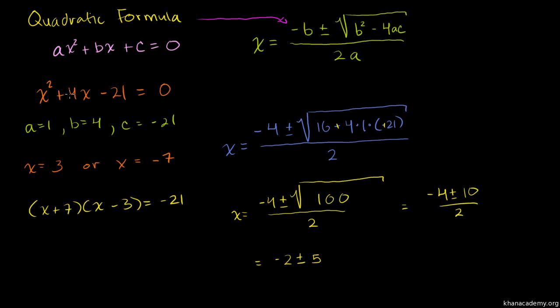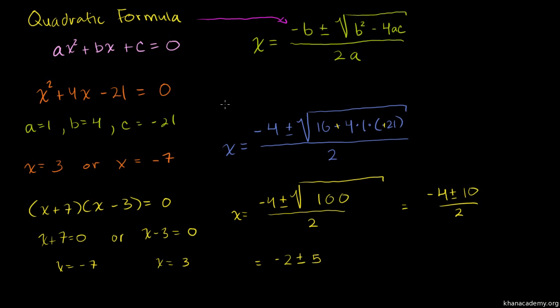7 minus 3 is positive 4. You would get x plus, sorry, it's not negative 21, is equal to 0. There should be a 0 there. So you get x plus 7 is equal to 0, or x minus 3 is equal to 0. X could be equal to negative 7, or x could be equal to 3. So it definitely gives us the same answer as factoring.